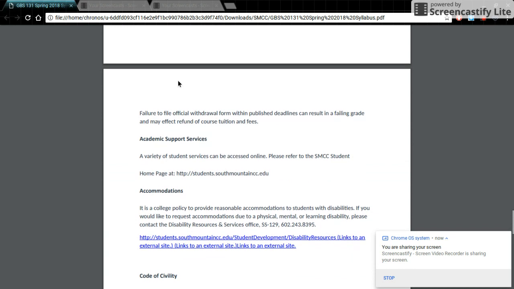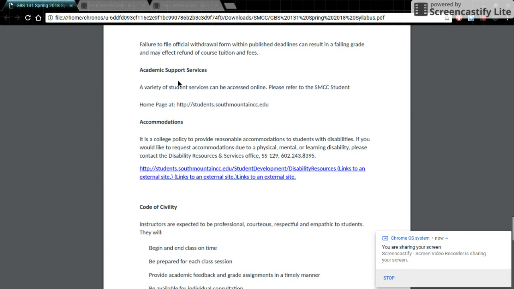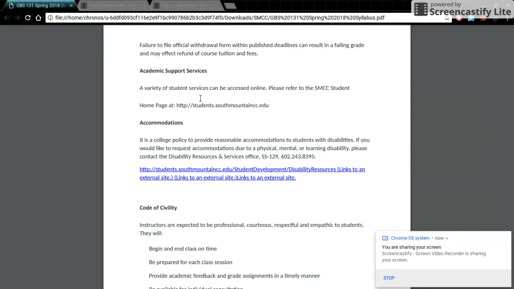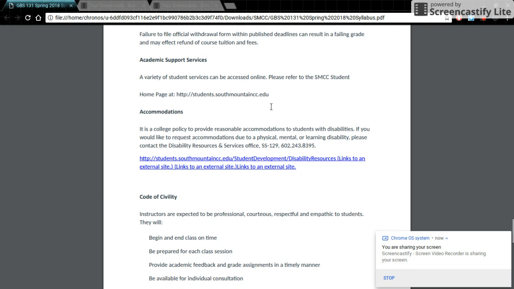And the rest of this I'll leave for you to read. Academic support services, there are tons available to you. Here's the website, students.southmountaincc.edu. I've said several times that the LRC has great tutors available. So does the Computer Commons. There's tons of material already made available with the book online, with MyMathLab, and with me being available to you as well. So you have tons of things to help you. But here's a way to find others that South Mountain supplies.